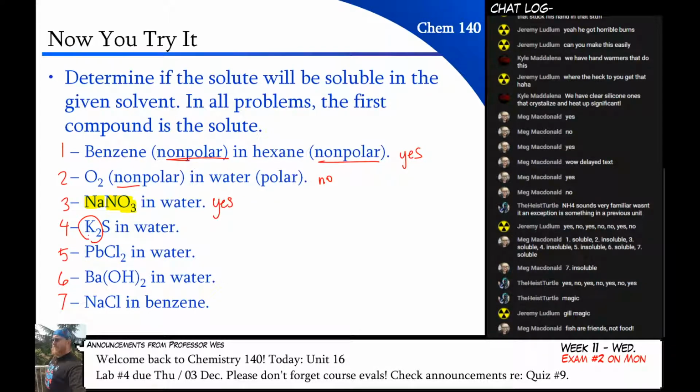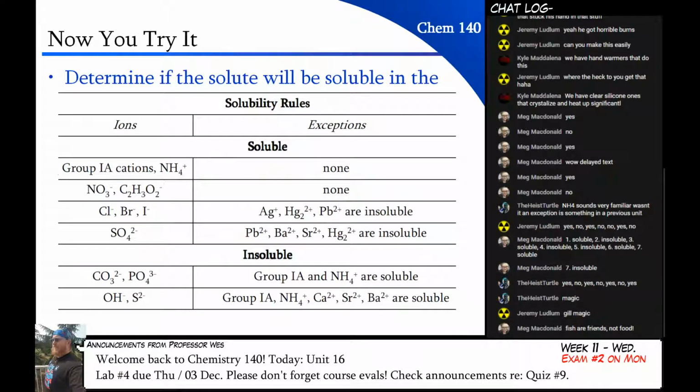Potassium is a group 1A, so it must be soluble, just like how sodium was. I think we already did lead chloride here. So chlorides are soluble unless they're paired with lead, according to the chart. Let's go to the chart to confirm that. So you can see there that chloride on the third row of soluble is soluble, unless it's paired with lead 2+, which it is in this case.